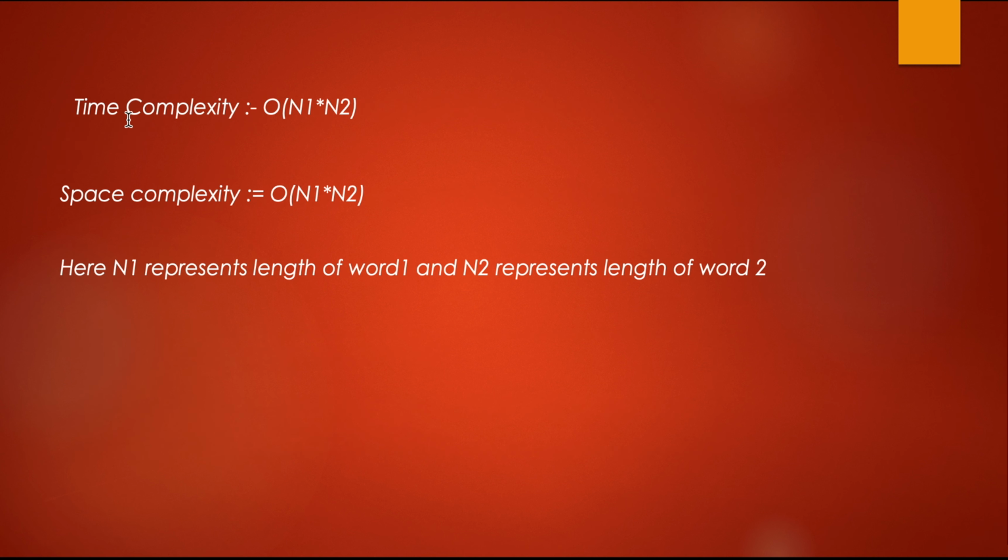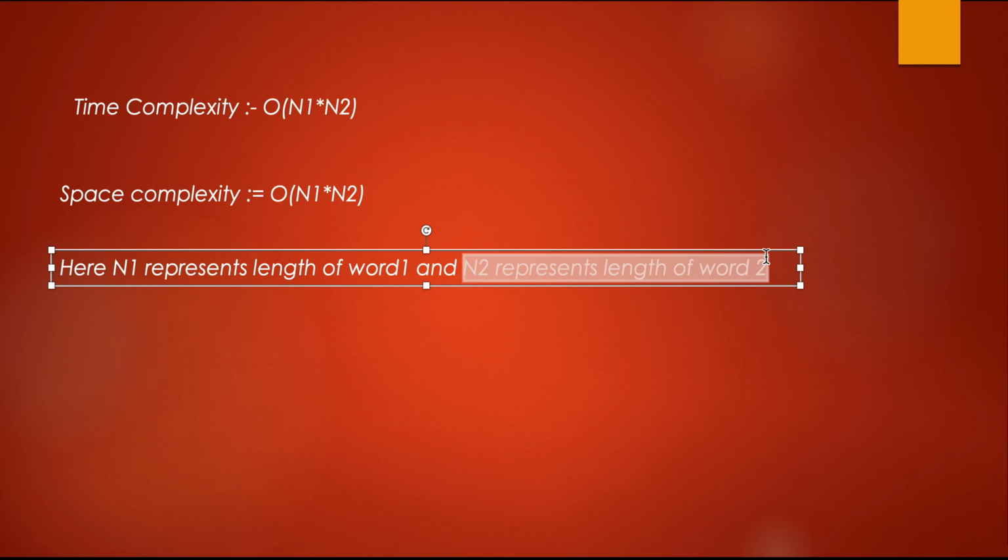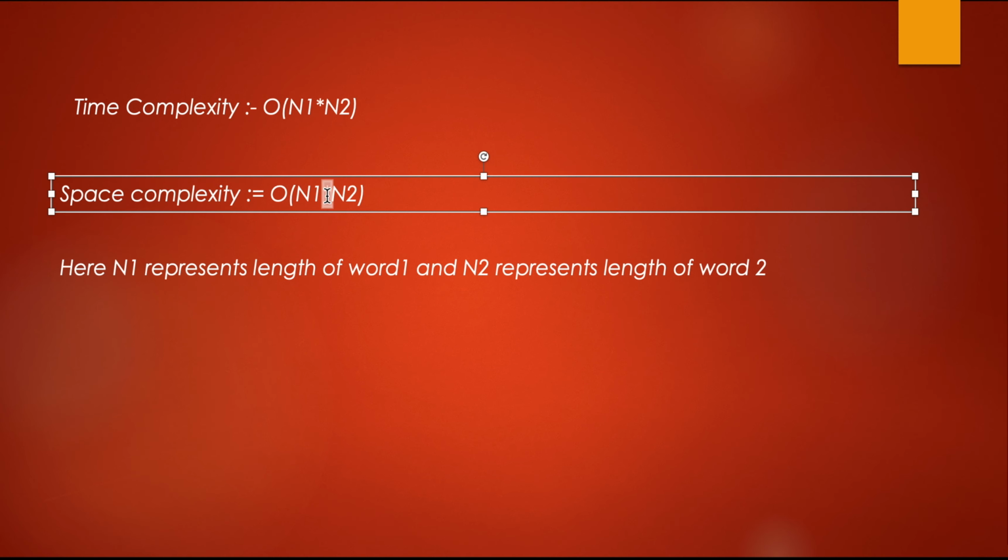The problem can be solved using dynamic programming. Time complexity of this approach would be O(n1 * n2), where n1 represents length of word 1 and n2 represents length of word 2. And space complexity of this approach is also O(n1 * n2).